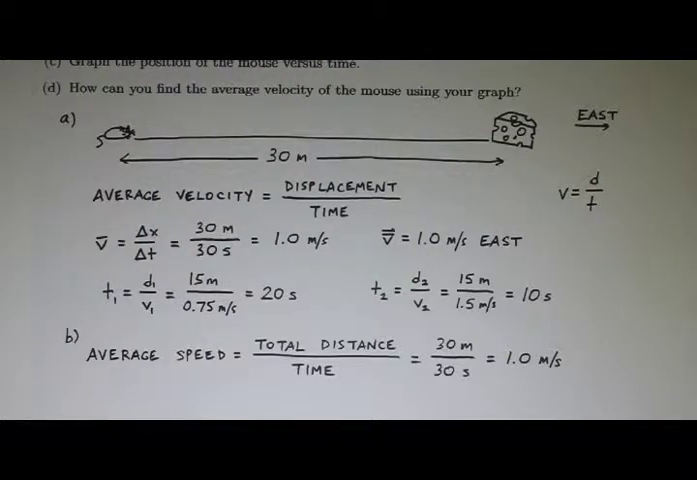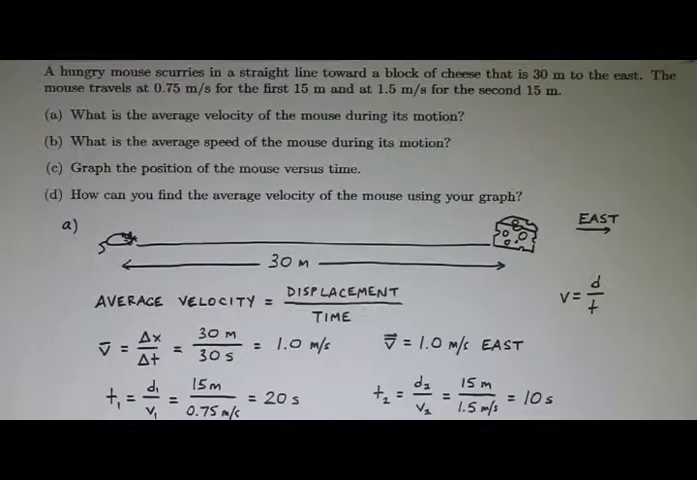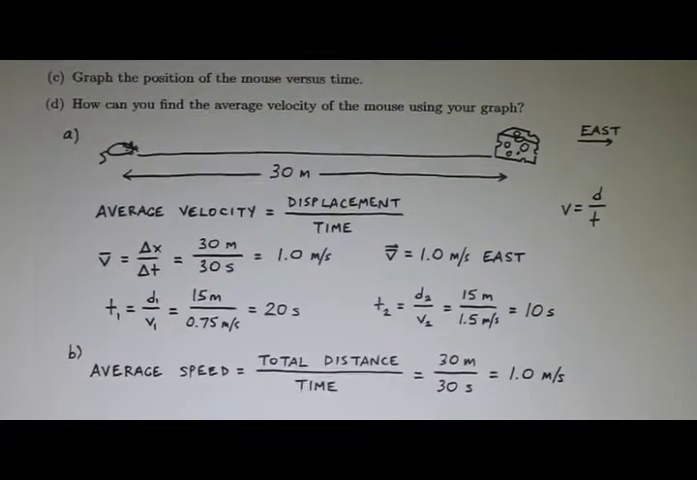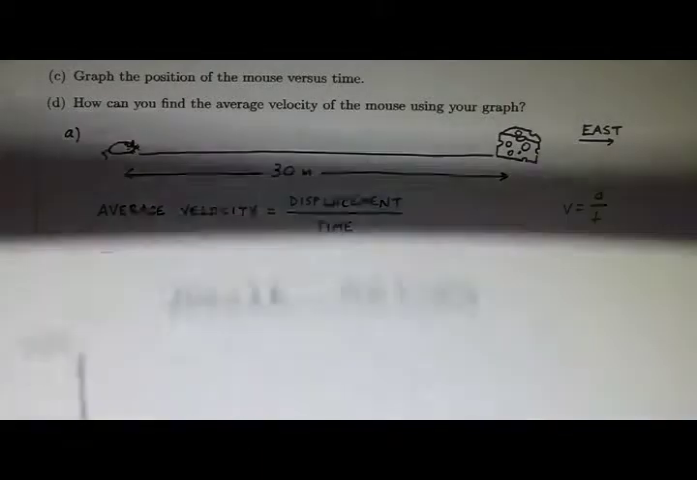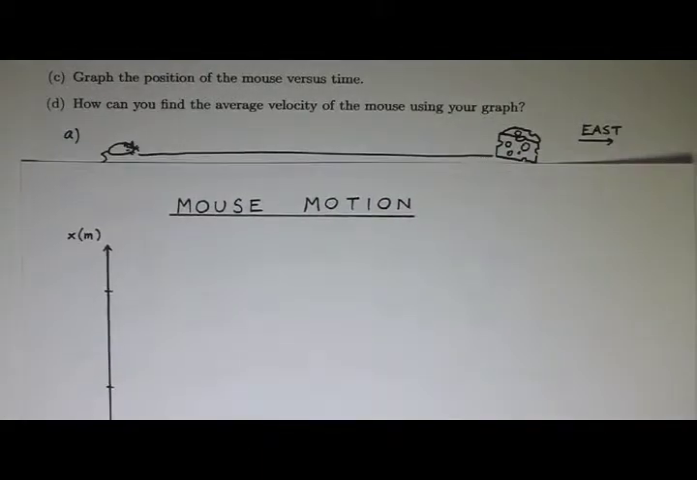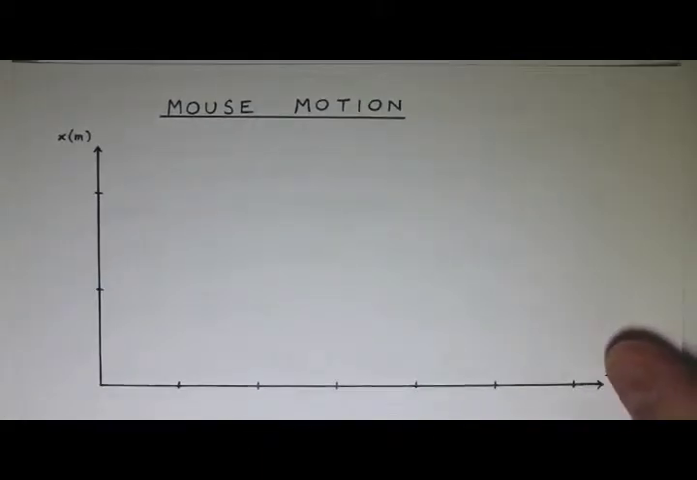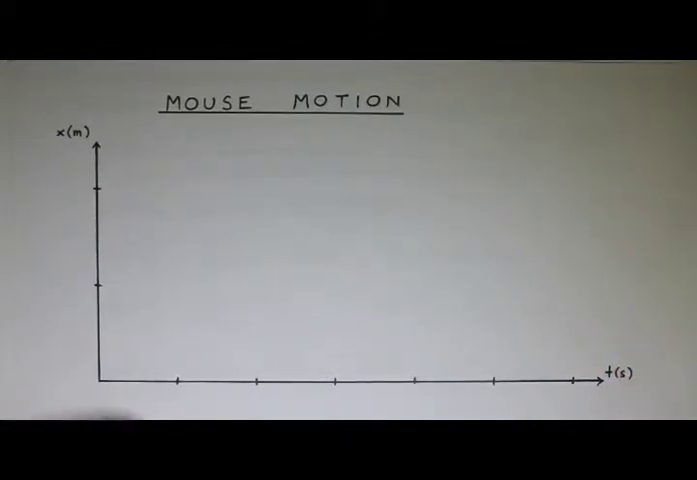Okay, now I'm going to look at part C of the Hungry Mouse problem. Part C asks us to graph the position of the mouse versus time. So if I want to graph the position of the mouse, I'm going to need to have a graph, and I happen to have one ready for a graph of the mouse motion. Okay, so this is my mouse motion graph.